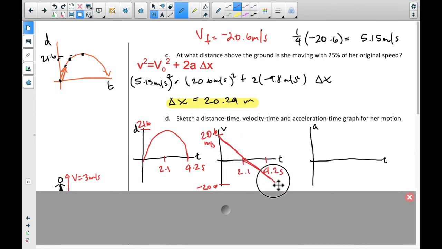So this line is the representation of her velocity. Starts out fast, slows down, and then once she gets to the top, she speeds up again, and she's back to a 20.6 in the negative direction when she lands. The acceleration the whole time is negative 9.8 meters per second squared. That is her acceleration the entire time. So that is listed there.